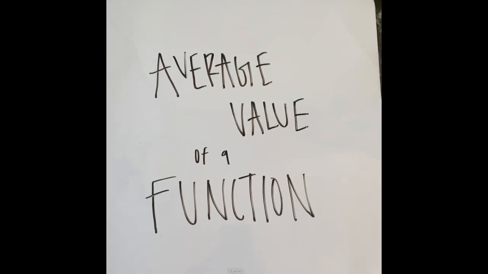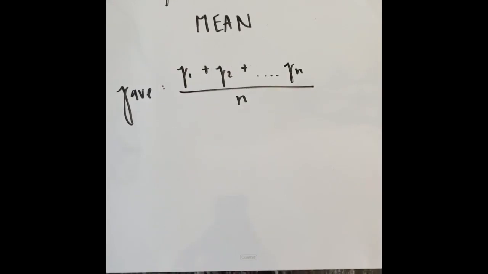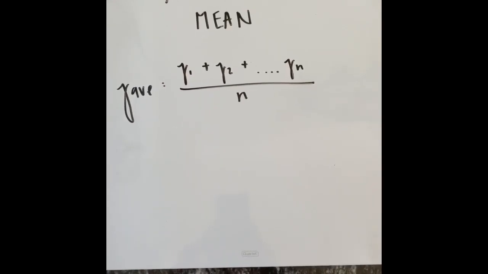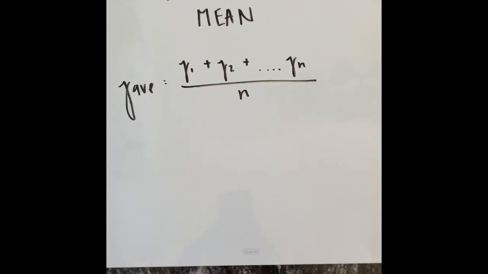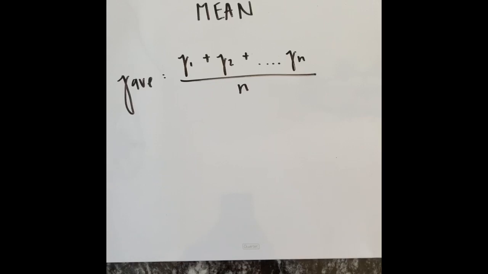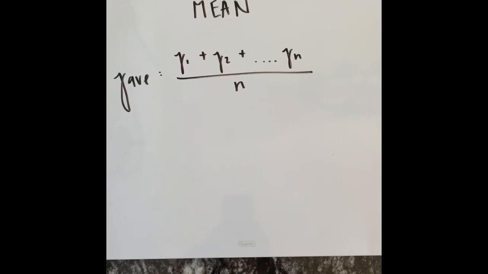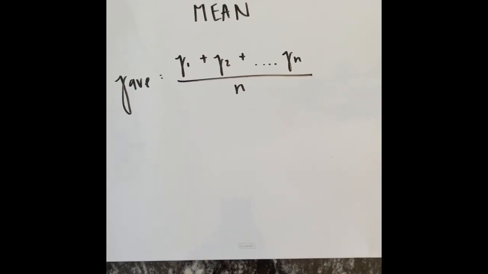Hi guys, today we're going to go over how to find the average value of a function. A long time ago, you hopefully learned how to find the average value of a finite number of values. It's also known as the mean. That's where your y average is equal to the sum of all your y values divided by the total number of y values. You know how to calculate mean.